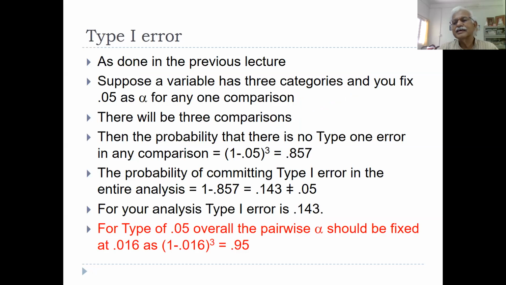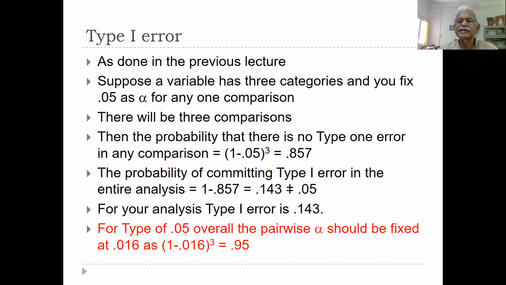As done in some of the previous lectures, type 1 error is defined as the probability of rejecting a null hypothesis even when it is true. Suppose a variable has 3 categories and you fix 0.05 as alpha for any one comparison. How many comparisons are possible? In case of 3 teaching methods, 3 comparisons are possible: method 1 and method 2, method 1 and method 3, method 2 and method 3.